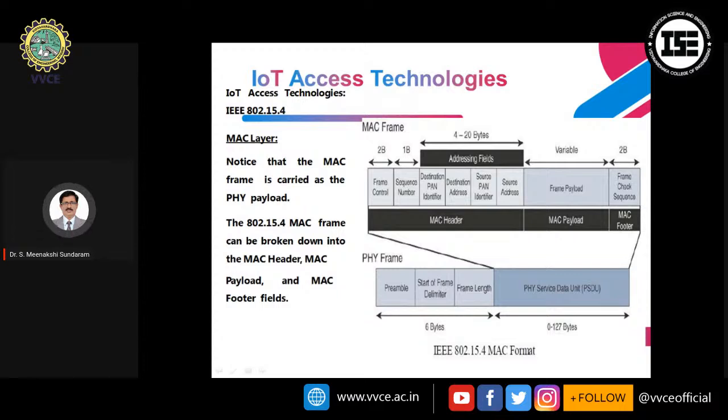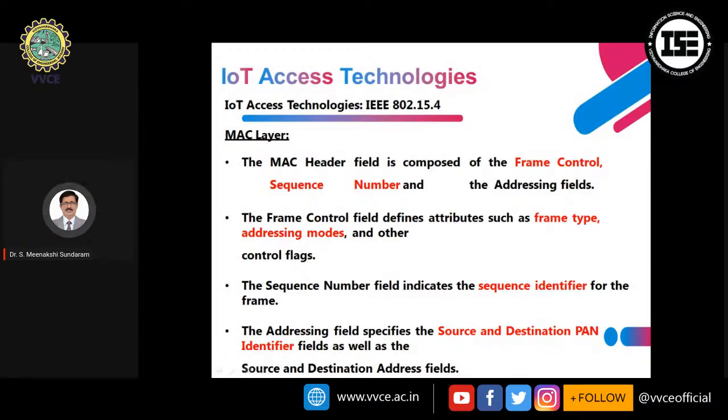So in the actual physical frame, 6 bytes are reserved for the preamble, as we have seen earlier. We notice that the MAC frame is carried as the physical payload. This MAC frame can be broken down into MAC header, MAC payload and MAC footer fields, as shown in the figure. The MAC layer header field is composed of the frame control, sequence number and the addressing fields. The MAC control fields define the attributes of frame type, addressing modes and other control flags.